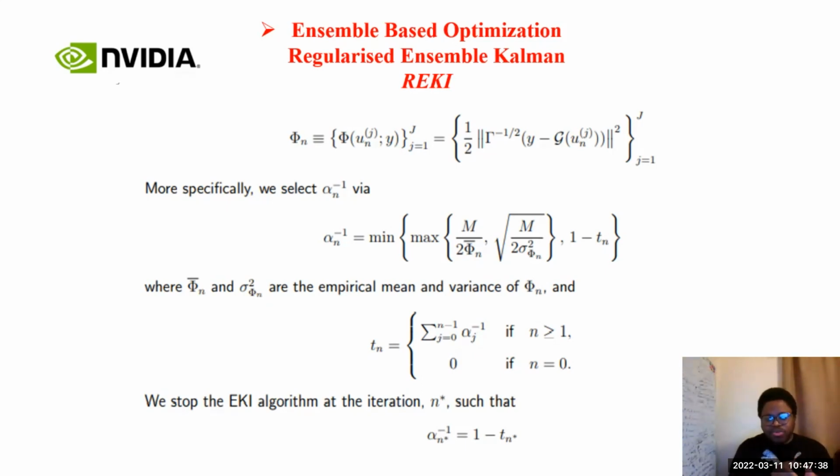Because it's a tempering approach, I'm going softly from ui to ui plus 1. I plus 1 could be the converged solution. I had to use this tempering alpha method. So alpha dampens the denominator of the Kalman gain.